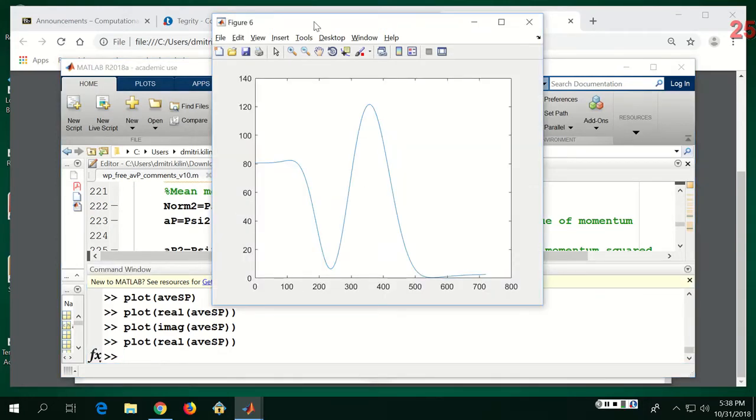For this specific case, if you have seen the movie, when you run it, you see that there is a barrier, and the wave packet bumps into the barrier. When it bumps into the barrier, it kind of smashes and becomes more narrow, but then it reflects and becomes broader again.